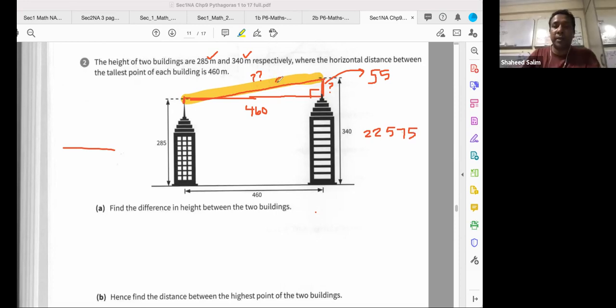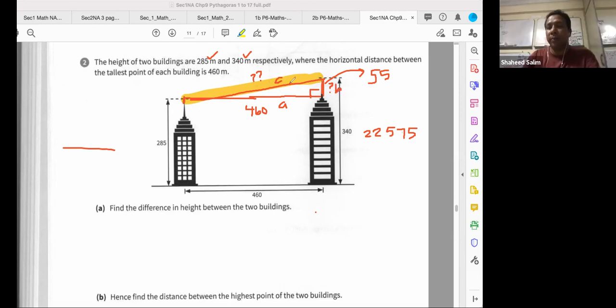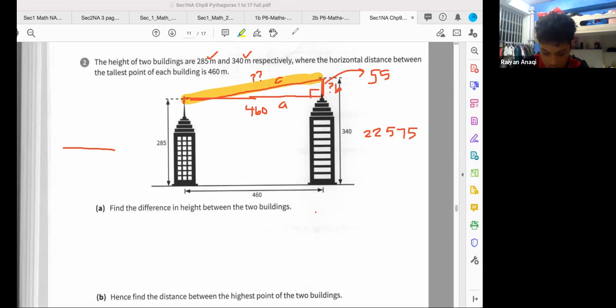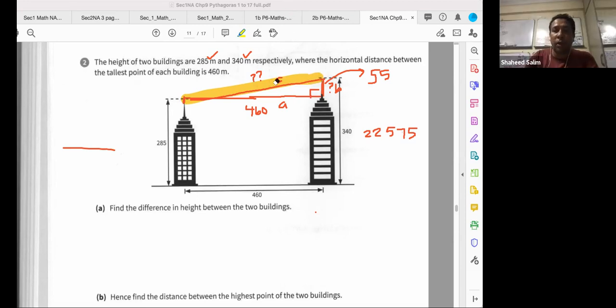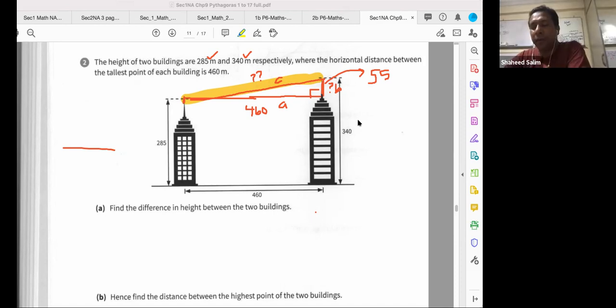Are we supposed to plus it or minus? Okay, remember this is like C. This is the longest part. This is A and B. So A squared plus B squared equals to C squared. Okay, no problem, it's plus. Because you know, right, this is the longest. I get 463.27637. Yeah, correct. Well done.